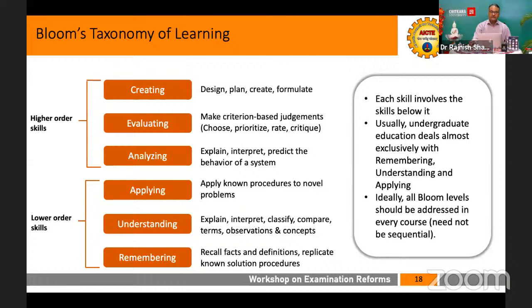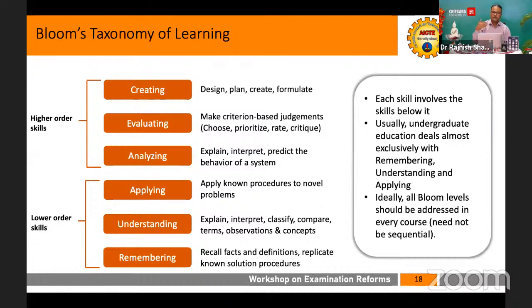Then make criteria-based judgments: choose, prioritize, rate, critique. That is evaluating. And I'm very sure teachers would appreciate that these higher levels of learning are very important for students to become thorough professionals. Many a time in their professional career, they will need to make very important decisions. Choose between two particular scenarios: which one is better for the organization? Prioritize between 3 different tasks: which is the most important task? Rate, similarly critique. All these skills are very important and should be assessed in any assessment.